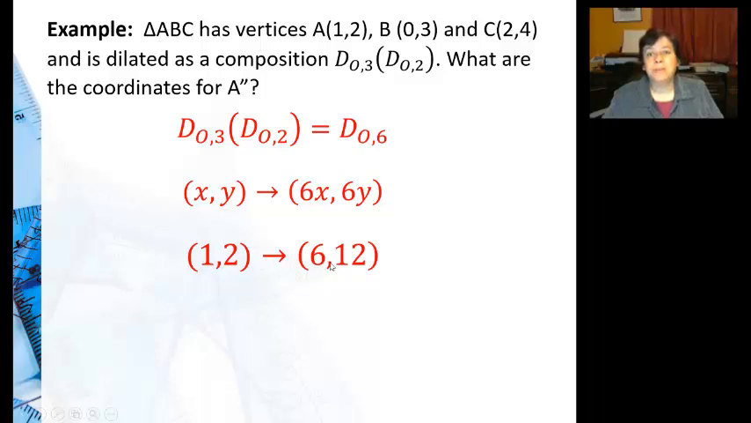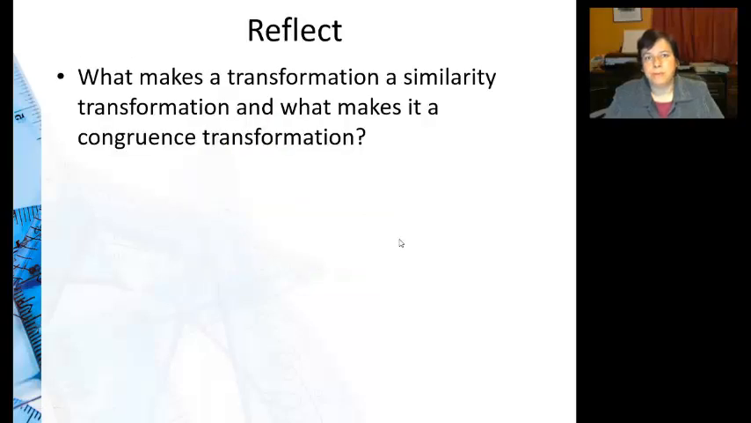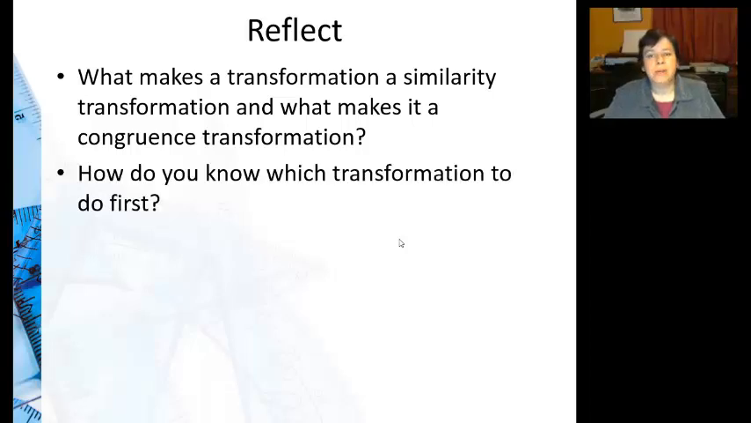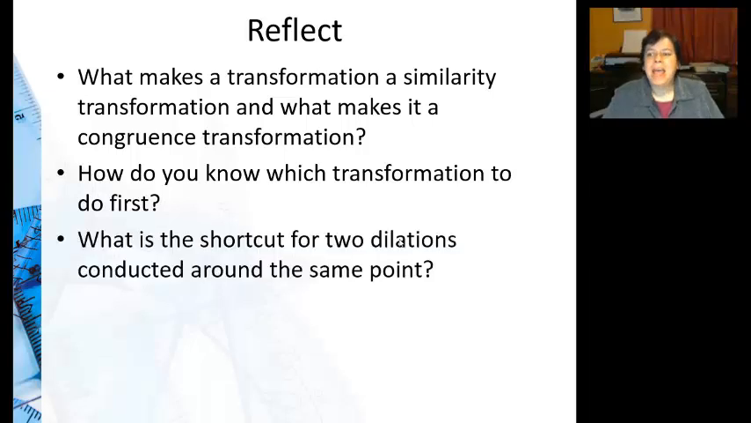And that's your answer. So for further reflection, what makes a transformation a similarity transformation? What makes it a congruence transformation? By the way, if something's congruent, it's still similar. And how do you know which transformation to do first? Remember, please excuse my dear Aunt Sally. And finally, what is a shortcut for 2 dilations conducted around the same point?